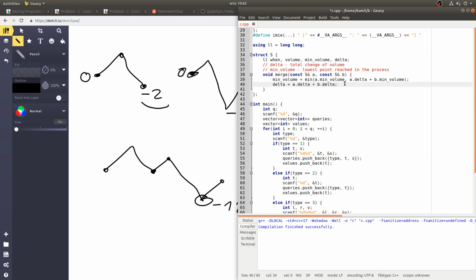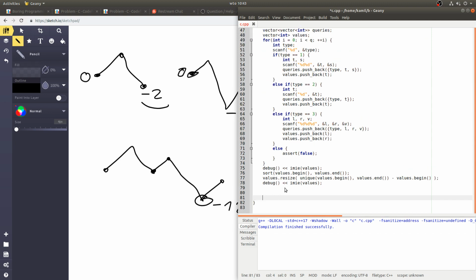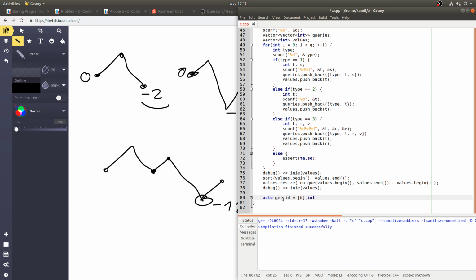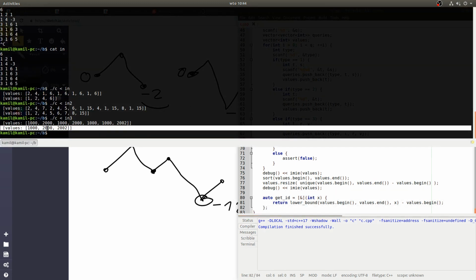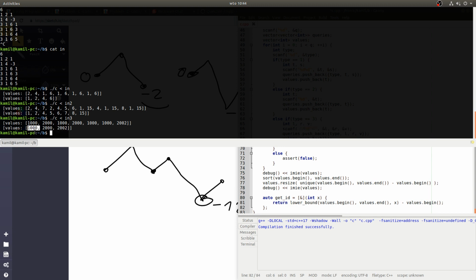Now delta is delta plus b delta. What I will need, let's later finish this function and the whole struct. And what do we do here? We just process queries. I need a function that, given a timestamp, some x in this value, will convert it to a value from 0 to n-1 or something like that. This will be lower bound, values begin, values end, x minus values begin. So if I got that, like here, the vector of values 1000, 2000, 2002, then given value x equal to 2000, I will get 1. For this value, I will get 0, and for this value, I will get 2. This is the coordinate compression.